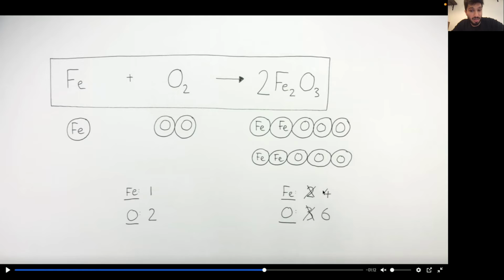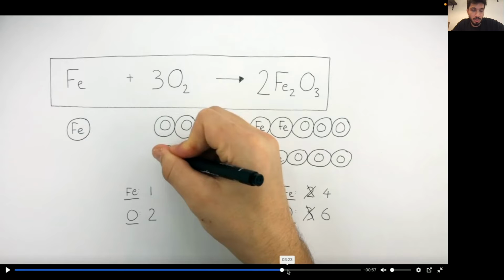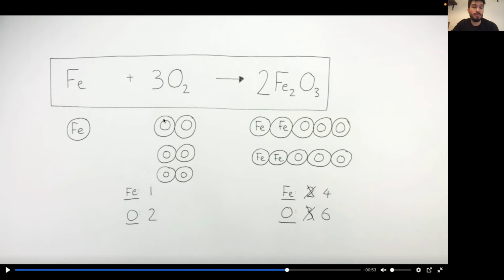We can now see there are 4 atoms of iron on the right and 1 atom of iron on the left. There are 6 atoms of oxygen on the right and 2 atoms of oxygen on the left. We then need to put a big 3 in front of the O2. Okay, you can see they're not balanced as I was doing there, which means there are now 3 molecules of oxygen reacting. Okay, we can clearly see there are 6 atoms of oxygen.